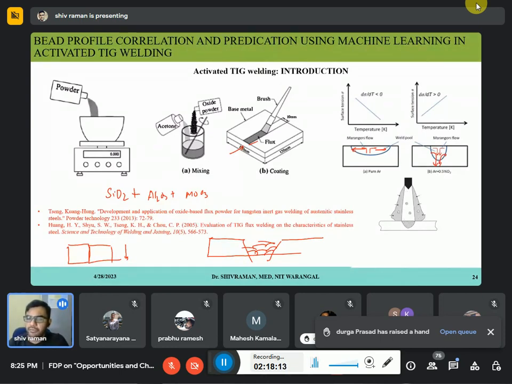And also with the presence of the oxide fluxes, the arc becomes more constricted. So the constricted arc will have higher heat input as compared to the dispersed arc. So with the help of reverse Marangoni flow and the arc constriction, people were able to join thicker plate in a single pass without any joint preparation with the help of activated flux.